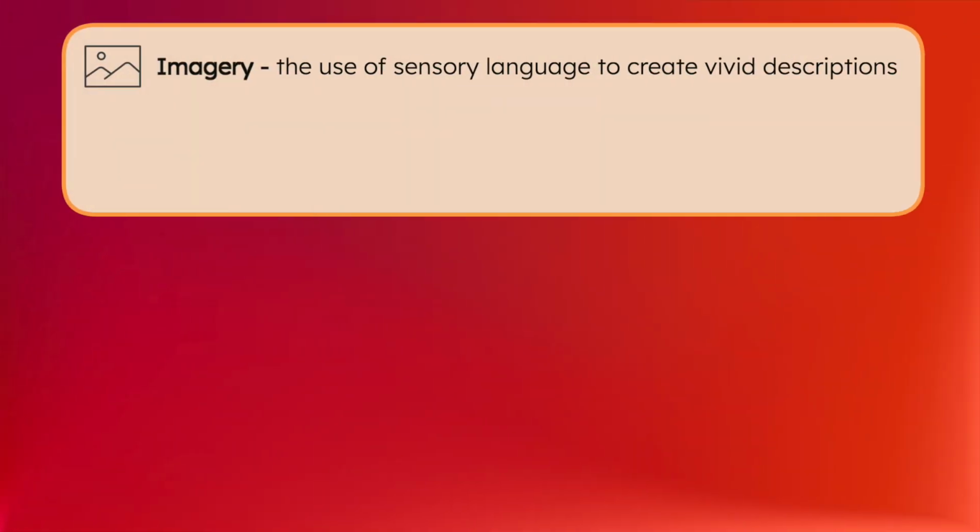As we review our screenwriting strategies, keep those ideas in your mind. They'll help you write detailed action lines. Our first strategy is one you're already familiar with: imagery. As we've learned before, imagery is the use of sensory language to create vivid descriptions.